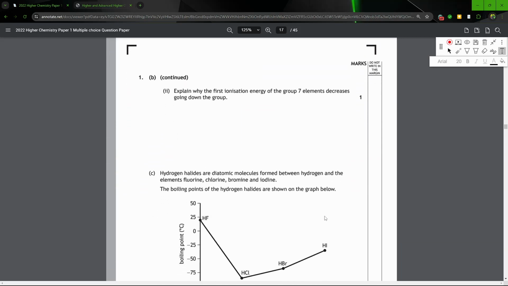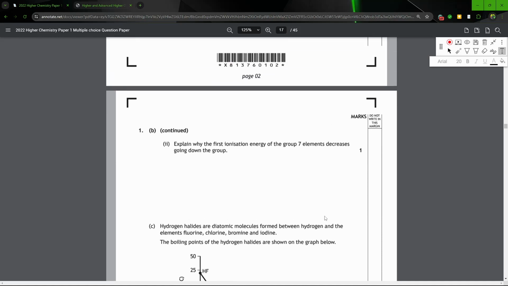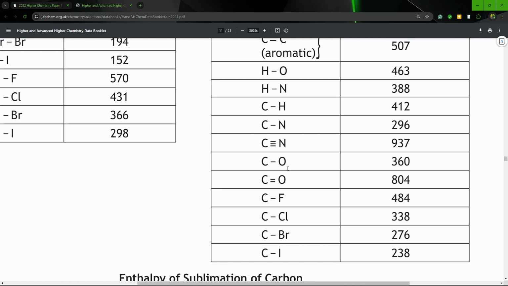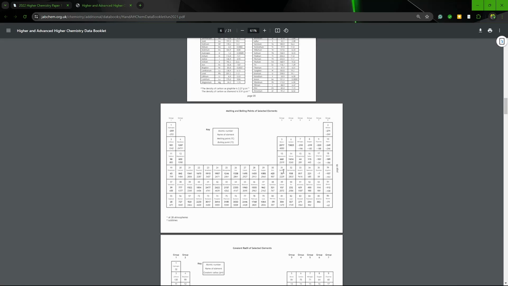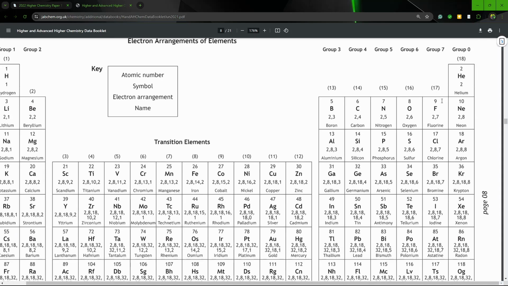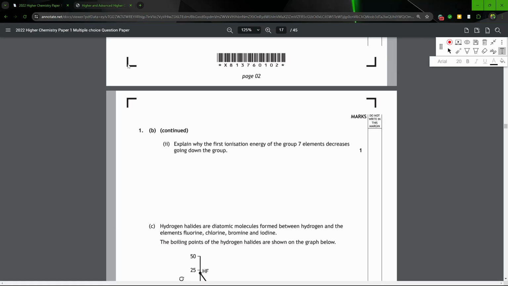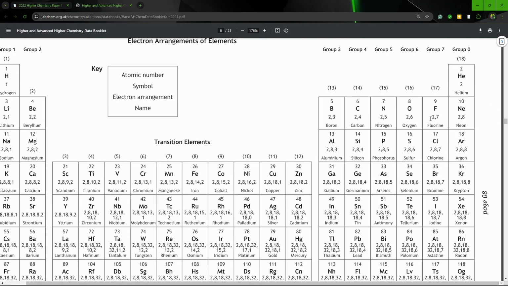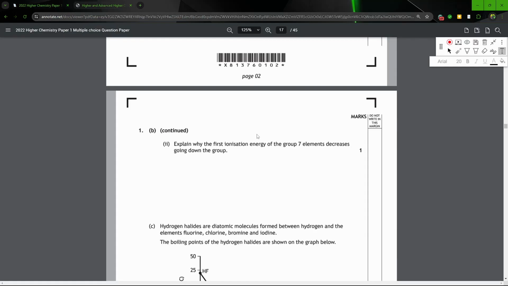Explain why the first ionization energy of the group 7 elements decreases going down the group. Okay, well, let's go look at the periodic table again. I know there's a diagram, but it's good to get used to just looking at your data booklet. So why, if you go down group 7, fluorine, chlorine, does the first ionization energy decrease? Well, that's because, look at it, we've got extra electron shells getting put in. And if you've got extra electron shells in your atoms, that means that the outer electron shells will be more shielded by the inner electron shells, so thus require less energy to remove.